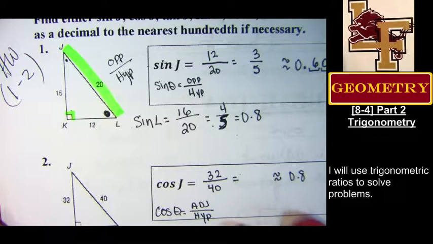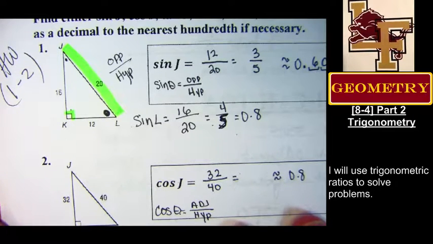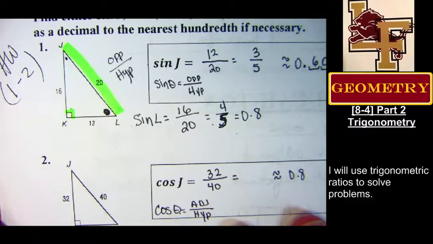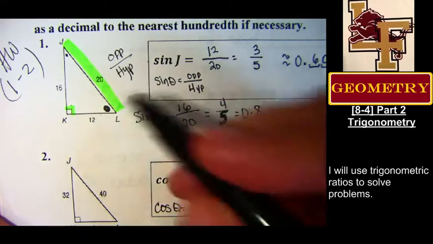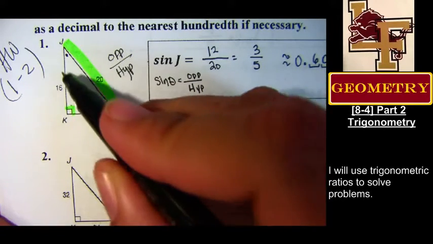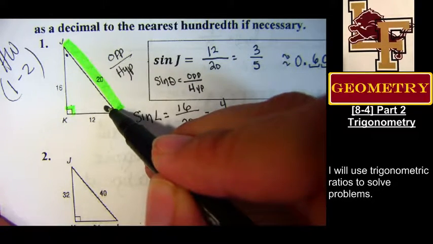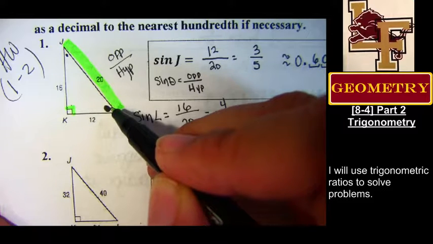Do I have anyone who sometimes has trouble figuring out which side is opposite and which side is adjacent? Yes? A little bit sometimes? Okay, so imagine that you're this dot. This is a room and you're standing in the corner and your back is to the corner. Which wall are you looking at? Which wall are you facing?